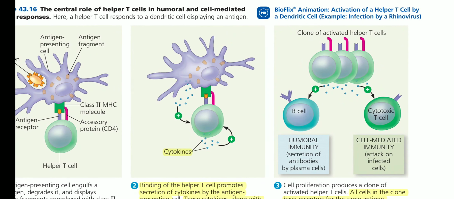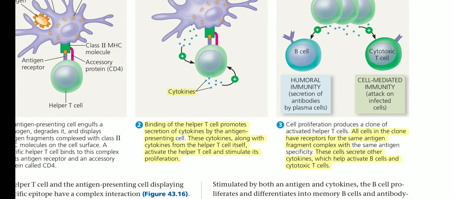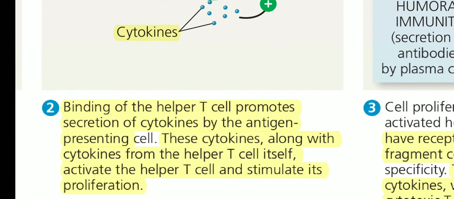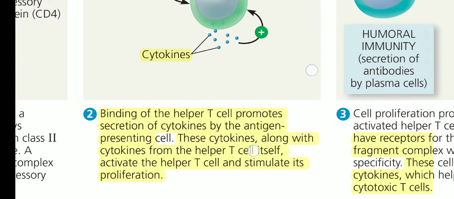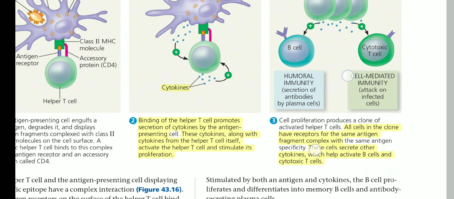Sorry, I am also forgetting. So now what happened is that the helper T cell is being proliferated and activated by the cytokines produced from those antigen presenting cells. So remember, the binding of the helper T cell promotes the secretion of cytokines by the antigen presenting cells, and the cytokines along with the cytokines from the helper T cell itself activate the helper T cell and stimulate its proliferation. Okay, now come to the next point: the helper T cell now has to do a novel work. Its function is to activate all the cells in a clone that have the receptor, and this proliferation is also a cloning type.